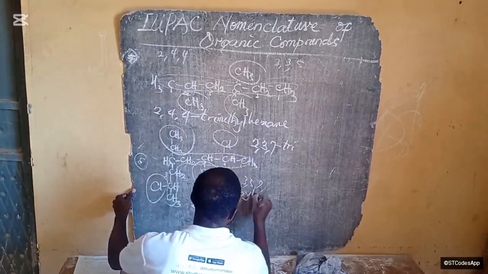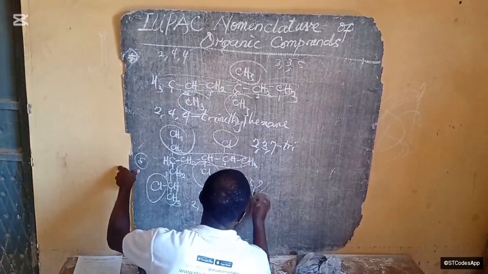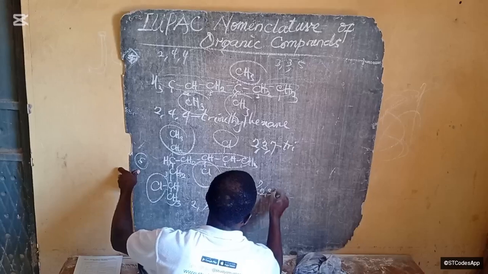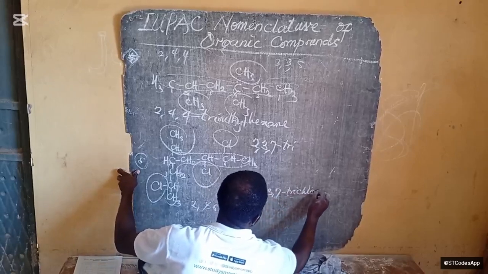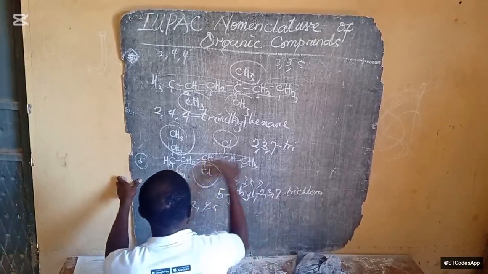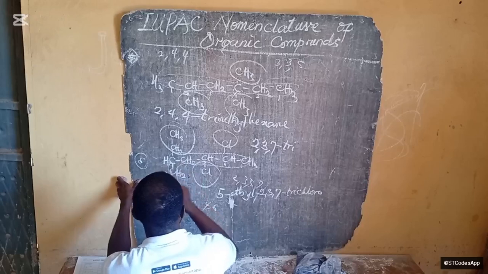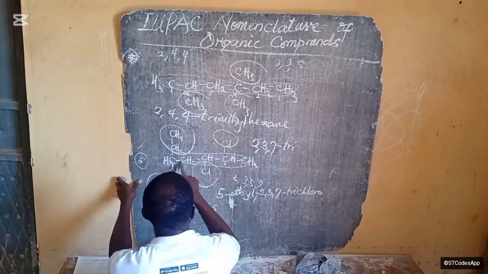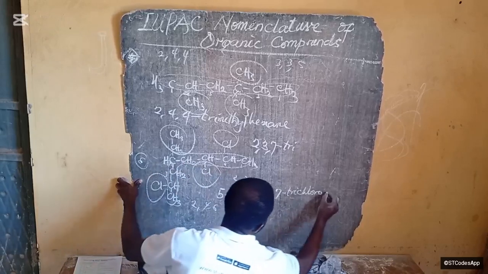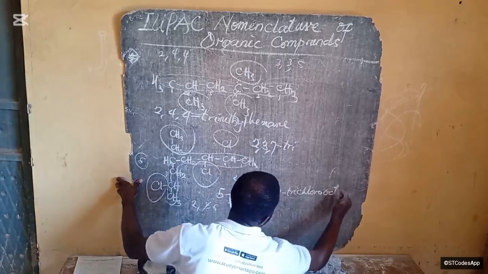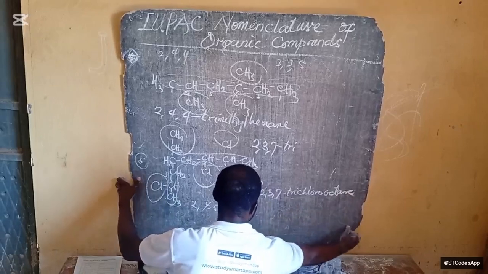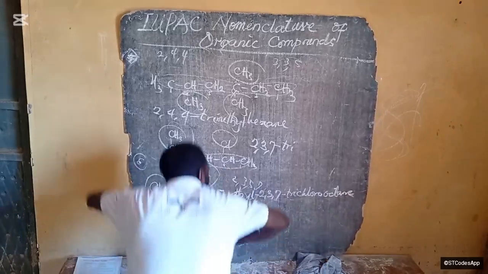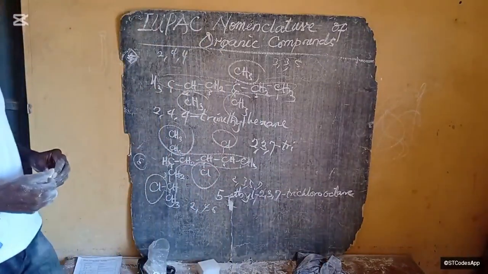So the name of this molecule is going to be 5-ethyl, then 2, 3, 7 trichloro. Now we have 8 carbons. 1, 2, 3, 4, 5, 6, 7, 8. Chlorooctane. Oct, because 8 carbons, ane, because of single bonds all through. So this is going to be the name of the molecule. All right.